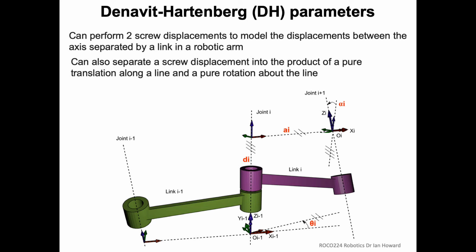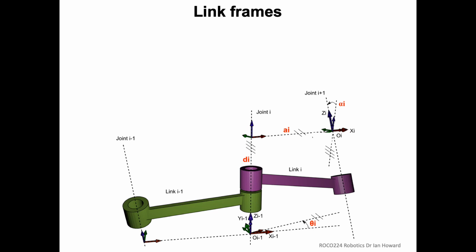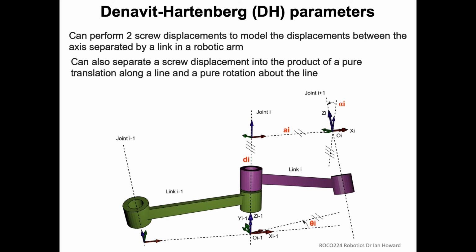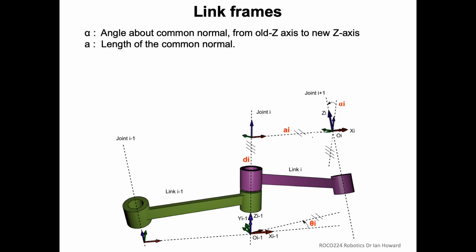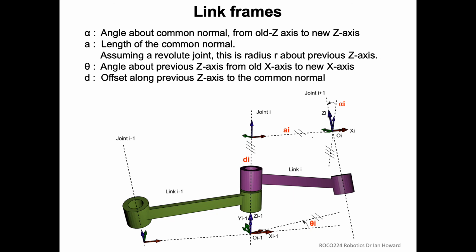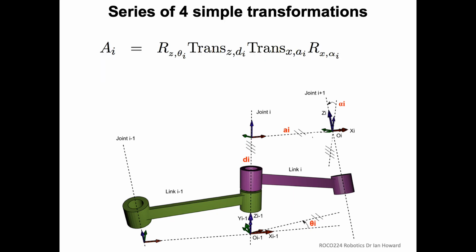So we can separate screw displacements; we don't have to do them both at the same time. We can consider it a pure translation and a pure rotation, right? So that's what we're going to consider it as being. So we've got our alpha, we've got our A, we've got our theta, and we've got our D. And basically, what we can say is we're going to have the following transformation.